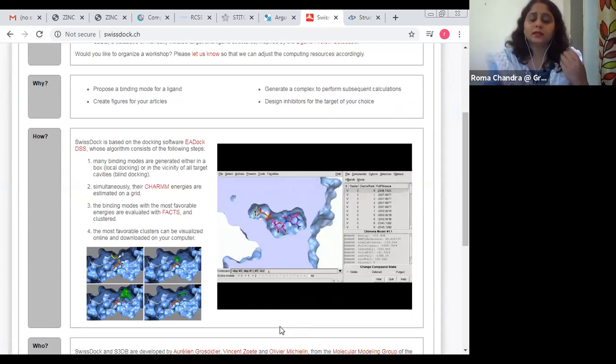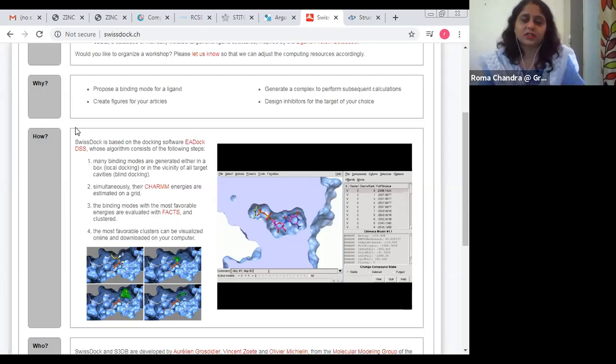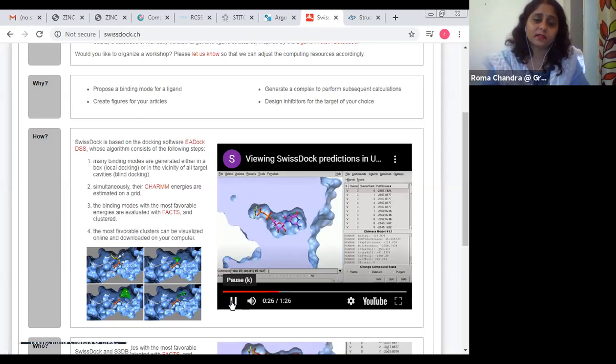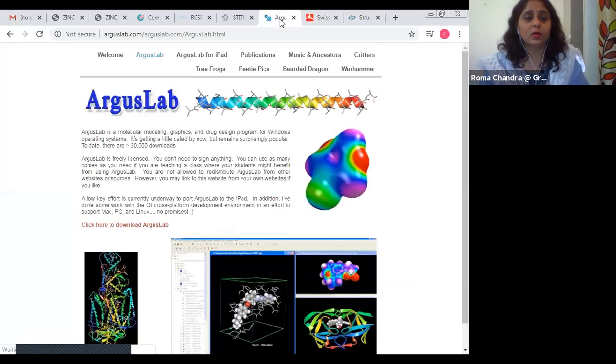There are certain other softwares as well, like AutoDock, which you can use. And you can go with the creation, with the study of the interaction and energy calculation, just in the manner that we have discussed in the Swiss model. This is one of the softwares I'll talk about in my last session. And ArgusLab is actually helping us with the study of molecular modeling.